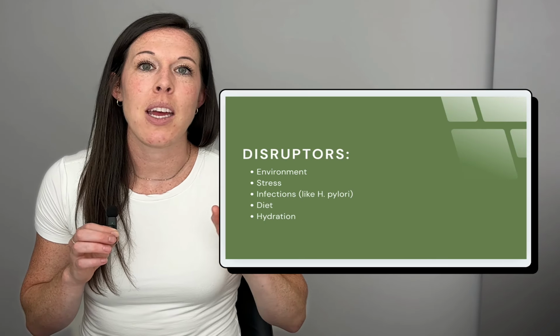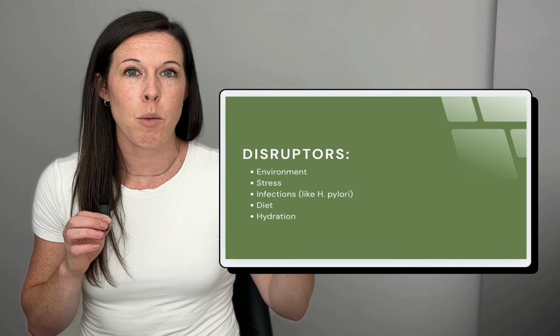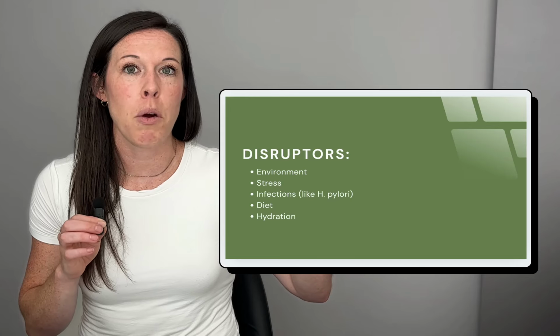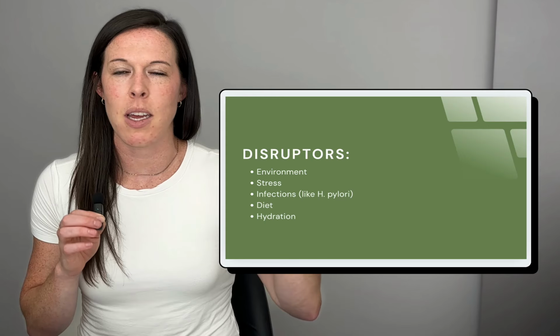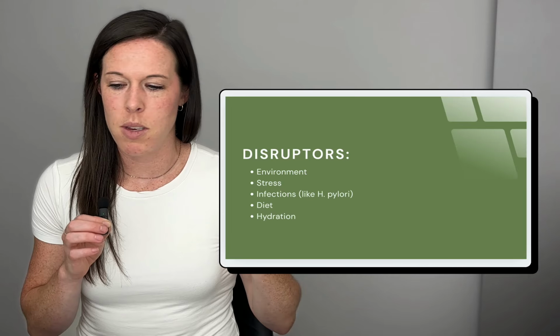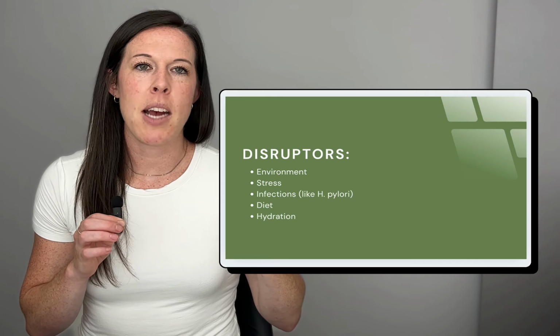Another thing is going to be infections. So things like H. pylori can actually affect our stomach acid production, which, ironically, low stomach acid can actually increase the growth of H. pylori. And therefore you get this crazy cycle with that infection, which is not good. Diet is another thing that can affect our stomach acid production.